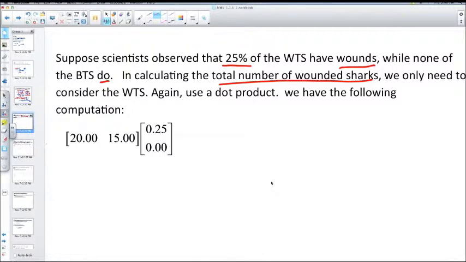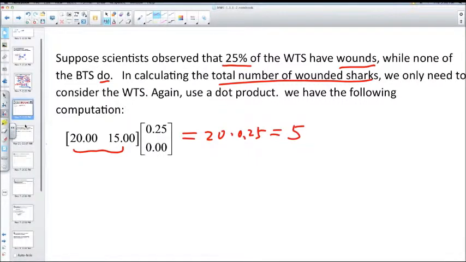so in this case, we use the dot product of the total number of the two types of sharks and the percentage of wounded, that will be 20 times 0.25. That will give 5. And of course, you add the 0 times 15. That's going to be 0 anyway.